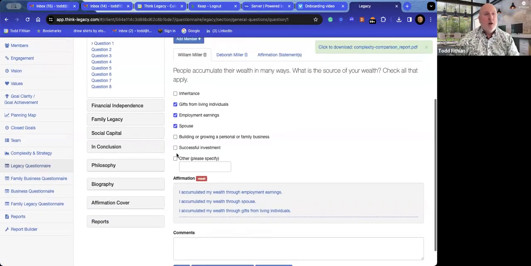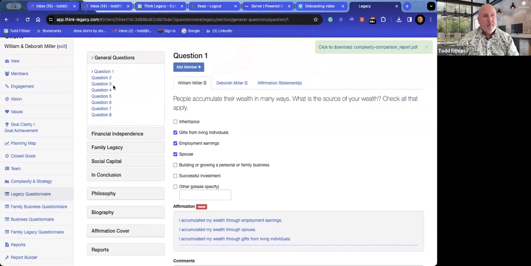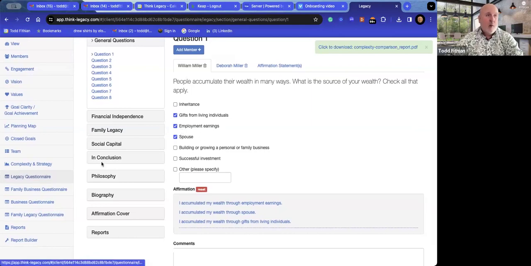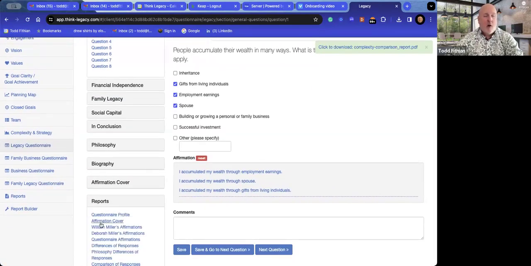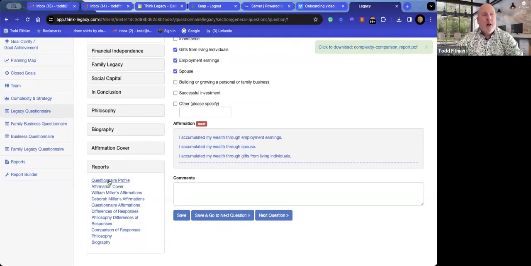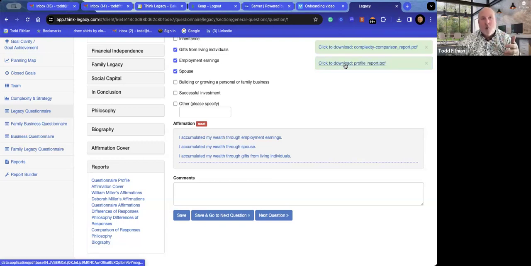If you look at our legacy questionnaire, which is around estate planning and legacy planning, it's one of the starting points of generational wealth planning. It's a very powerful tool. In this case, William and Deborah both completed the questionnaires, going through and answering them. In the end, you've got all these reports that Qualitate will generate for you. One simple report to take a quick look at here is what we call the questionnaire profile report.